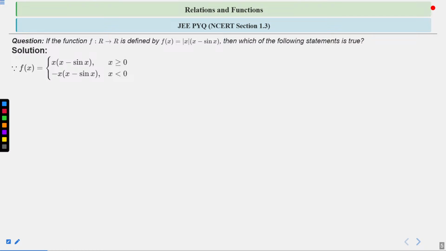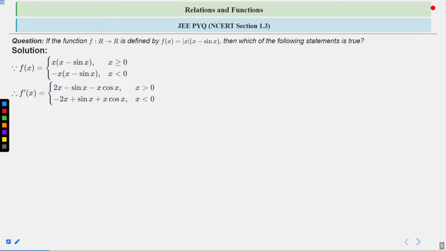Now let us check for one-one function, right? Since f(x) is basically the absolute value of x into x minus sin x, f(x) can be written as x into (x minus sin x) when x is greater than or equal to 0, and it is negative x into (x minus sin x) when x is less than 0, right? Now let us differentiate this.